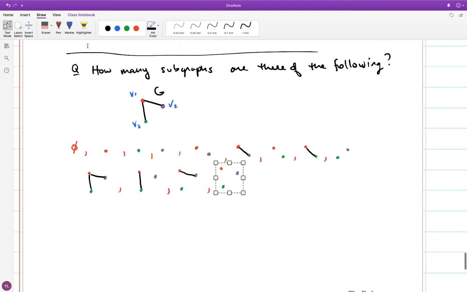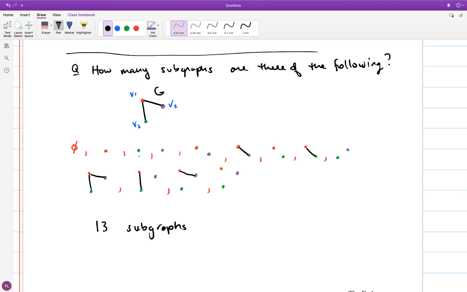Okay, so I think I have them all. I've got 1, 2, 3, 4, 5, 6, 7, 8, 9, 10, 11, 12, 13. And I'll just say that many of these subgraphs look alike, right? Like these three subgraphs as geometric objects or graphical objects, right?